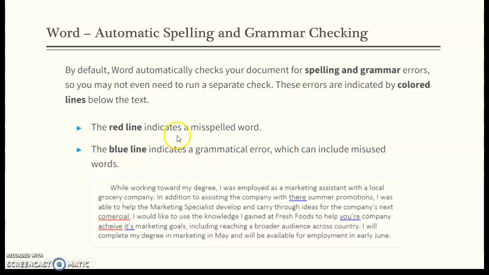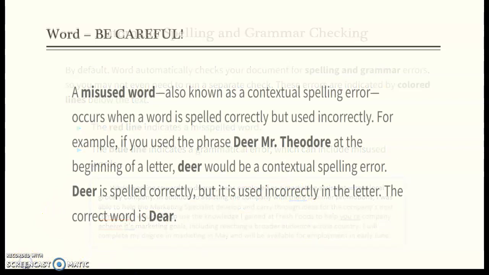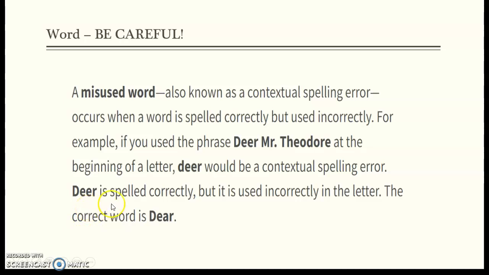So the red line usually indicates a misspelled word, and the blue underline indicates a grammatical error. And there are your samples here. Some people fix them right away by right-clicking, and that's up to you. So just be careful. Sometimes misused words are also known as contextual spelling errors.